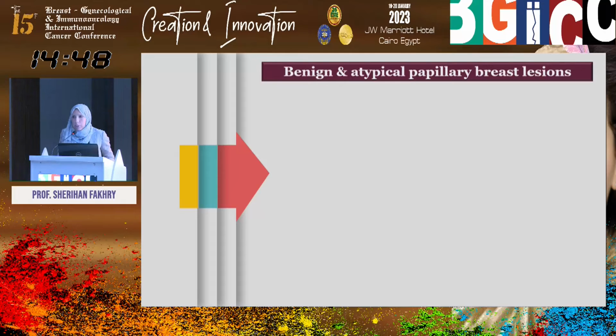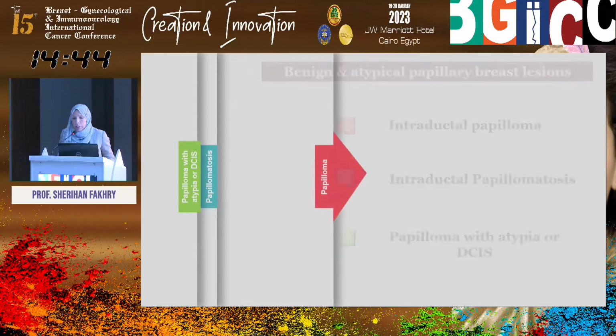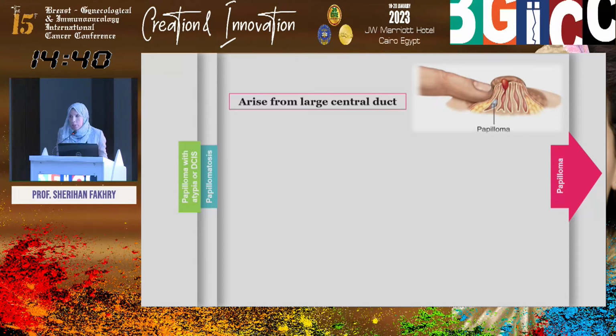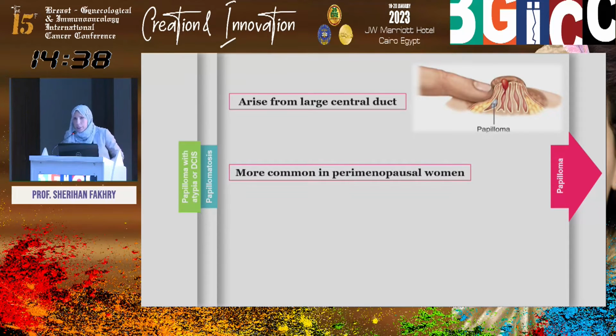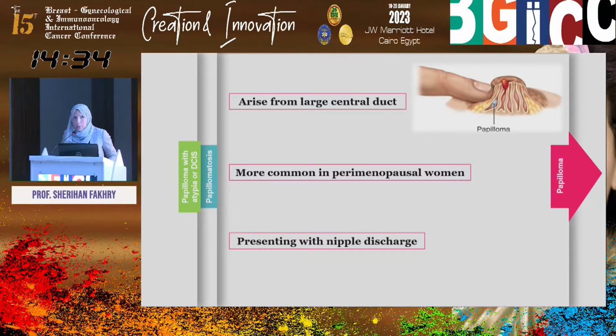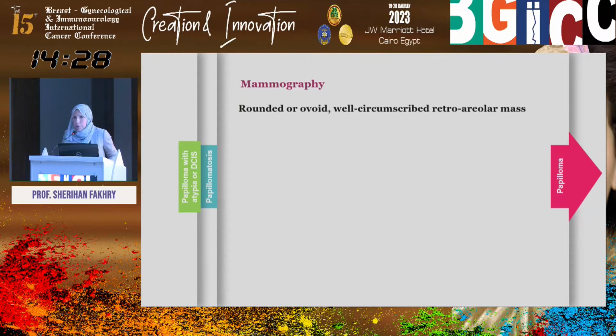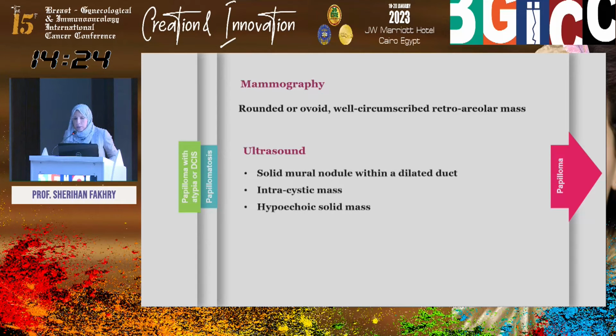So starting with benign and atypical papillary breast lesions, first, intraductal papilloma. They arise from a large central duct, are more common in perimenopausal females, and usually present with nipple discharge. On mammography, they usually appear as a well-circumscribed retroareolar lesion. On ultrasound, as a dilated duct with an intraductal solid nodule that shows a vascular pedicle on color Doppler.